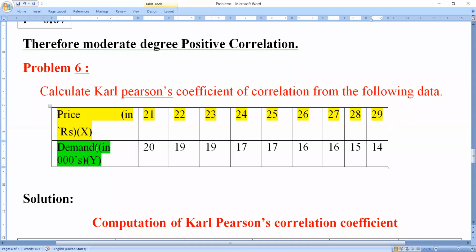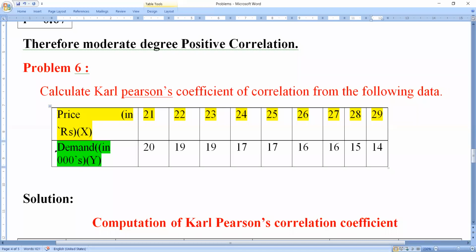In this X series, price is 21, 22, 23, 24, 25, 26, 27, 28, 29. So how many values? 1, 2, 3, 4, 5, 6, 7, 8, 9 values. The number of values is 9.